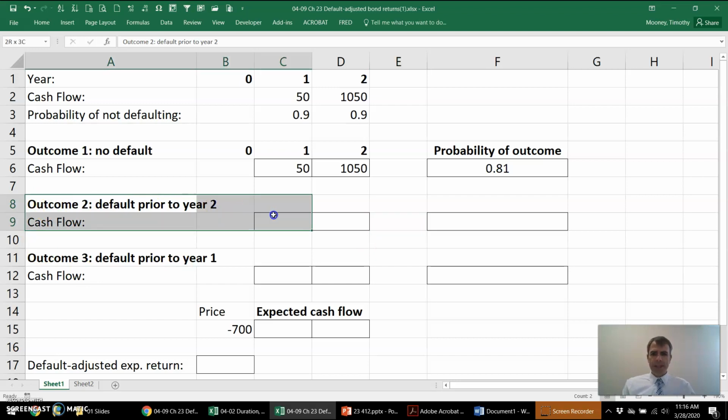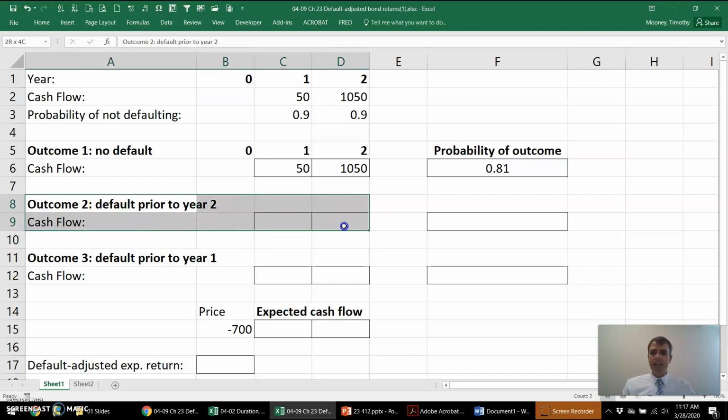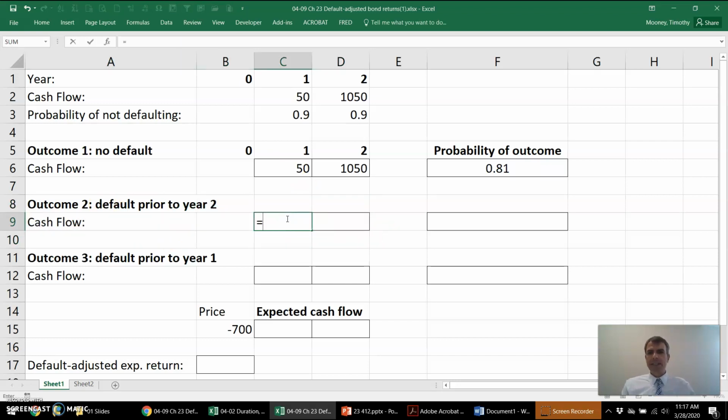And then another thing that could possibly happen in this model is that the issuer makes the first coupon payment. There's a 90% chance of that, but then the bond defaults in year 2. And in this model, we'll assume there's no recovery at all. So if a bond defaults, we get nothing. So the cash flow pattern, if that happens, is that we receive the first coupon payment, and then if the bond defaults, we receive nothing.